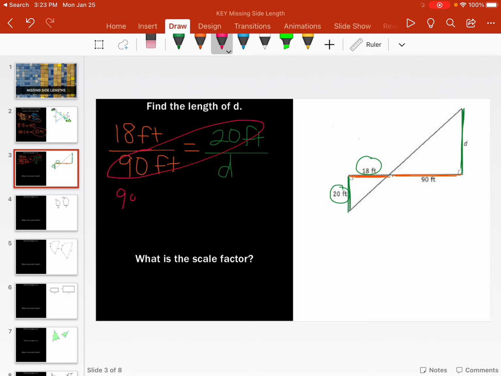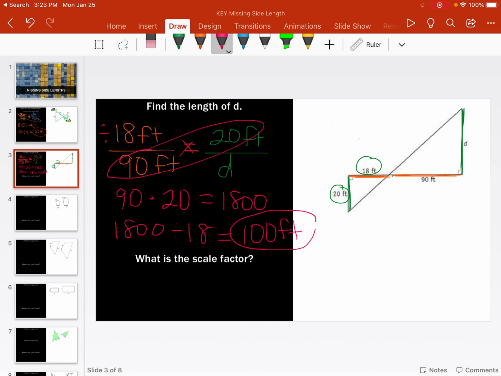So 90 times 20. Remember, you do have a calculator, so type it in. 90 times 20 is 1,800. And then divide by your leftover. So 1,800 divided by 18, which gives you 100 feet. So D is 100 feet.